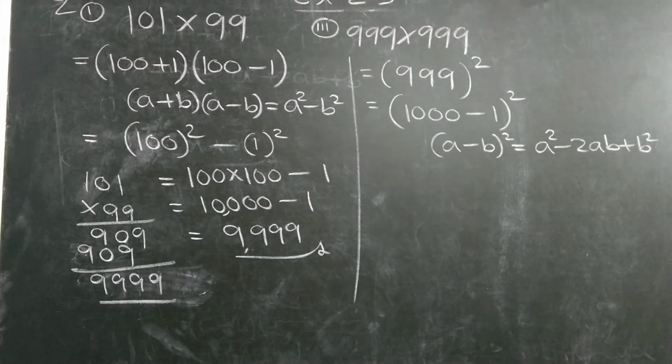999 is 1000 minus 1. 999 into 999 is 999 whole square. 999 is 1000 minus 1, that is the a minus b whole square formula. Do it and get the answer.